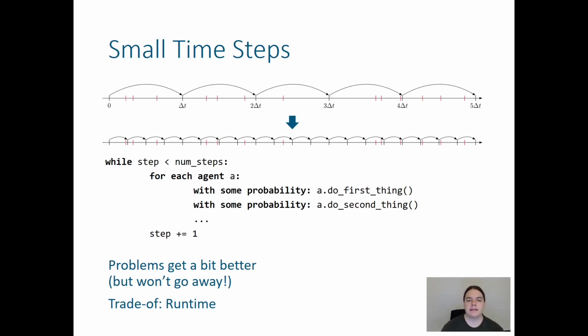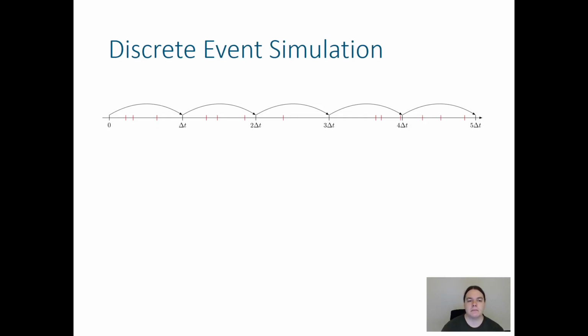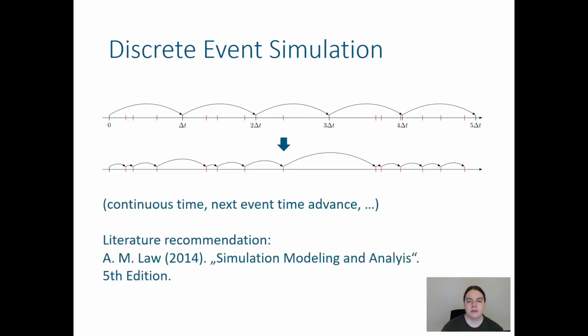And the answer is yes, we can. What we can do is get rid of the time step completely. Instead of advancing in steps, we advance directly to the precise time of the next event, and then to the next event and the next event, and so on. Here we view time as continuous and not as discrete as in the above case. This type of simulation is called a discrete event simulation.